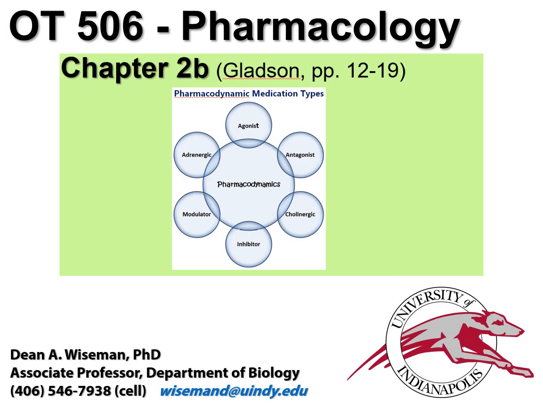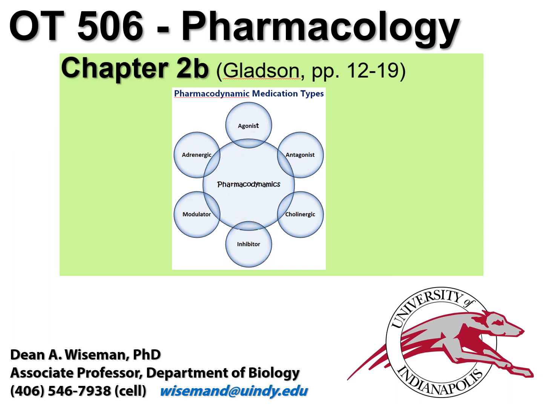Starting the second half of Chapter 2, we're dealing with pharmacodynamics, and the figure I've put up here shows some of the terms that are used in pharmacodynamic discussion. That is to say, agonist and antagonist, inhibitor or modulator. Adrenergic and cholinergic are actually a little more specific in terms of what types of receptors they're interacting with. Nevertheless, we would use this term in combination with something like agonist or antagonist, inhibitor, modulator.